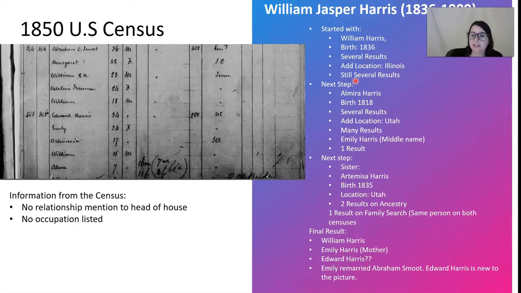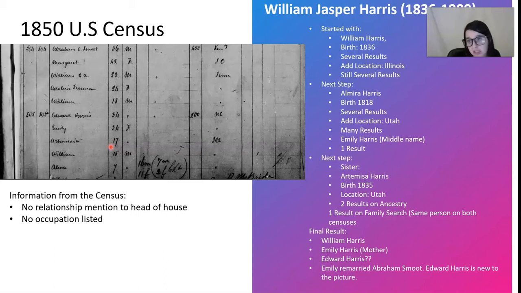So at this point, I was kind of stumped because I'm like, there's just so many results. So I decided to try her middle name, and I did Emily Harris. Now there was one result, and I wasn't sure if it was her or not. But I kept that in mind that, okay, there's an Emily Harris that also matches William and Artemisia, his sister. So I did his sister, Artemisia. I did her birth, 1835. I did the location, Utah. And I had 2 results on Ancestry, but I had 1 result on FamilySearch.